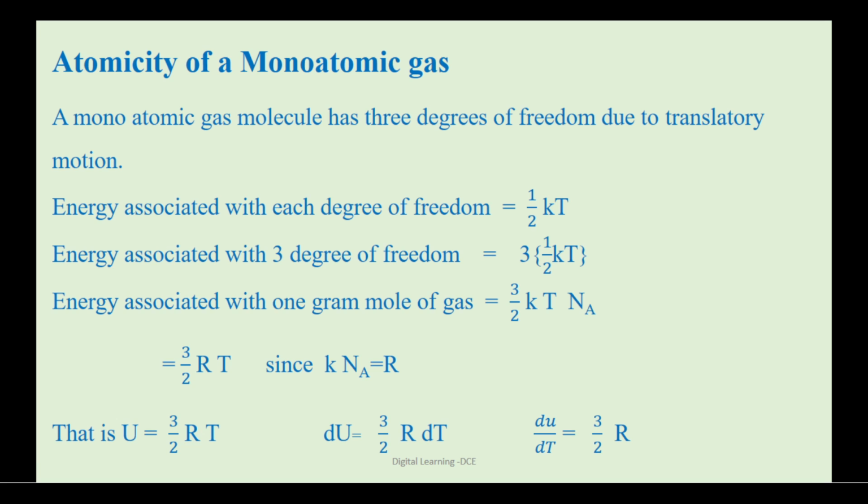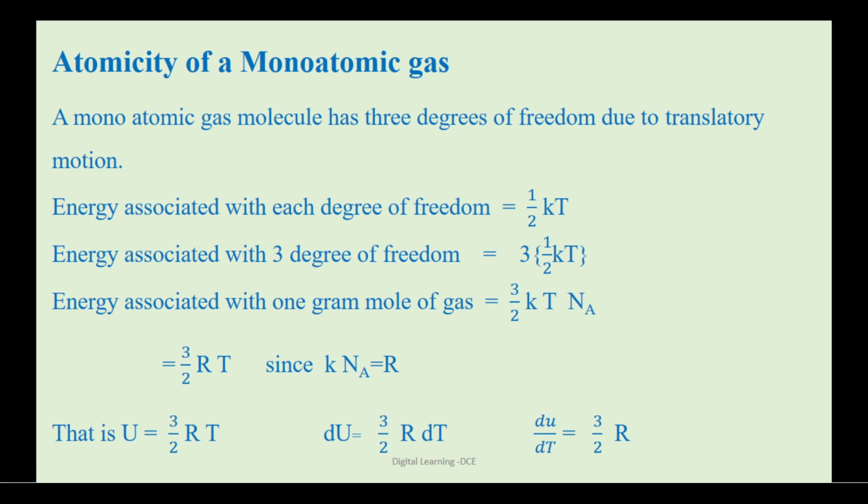For that, let us consider the degrees of freedom of monoatomic gas molecules. The degree of freedom of monoatomic gas molecule is equal to 3 and is due to translatory motion. Then, according to law of equipartition of energy, the energy associated with each degree of freedom of monoatomic gas molecule is equal to half kT. Then, the total energy associated with 3 degrees of freedom is equal to 3 times half kT.